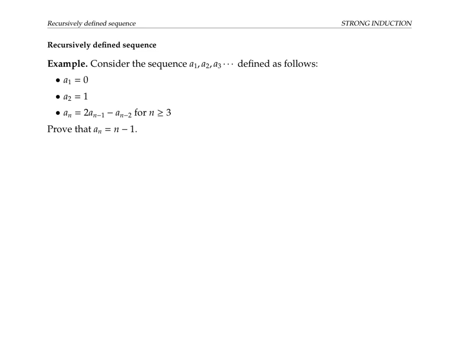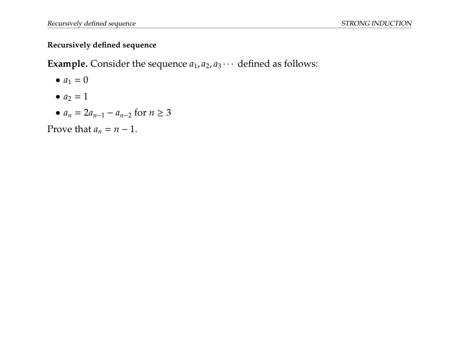Consider the sequence of numbers a1, a2, a3, and so on defined as follows. a1 is defined as 0, a2 is defined as 1, and for n bigger than or equal to 3, we define a_n as 2 times a_(n-1) minus a_(n-2). So each subsequent number is defined in terms of the previous two.